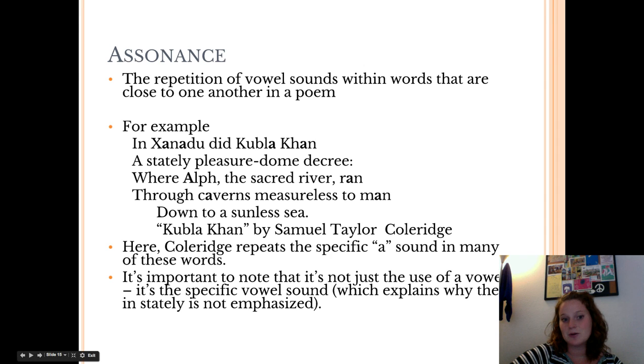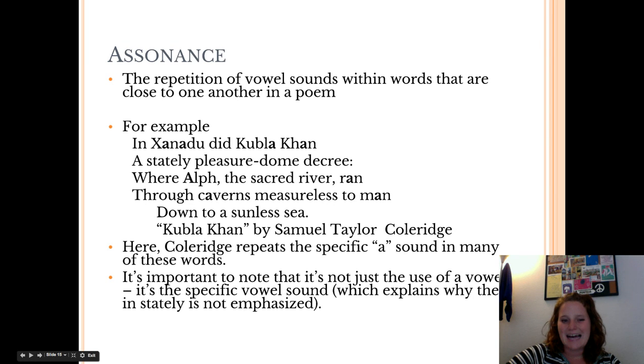Again, that's Kubla Khan, also by Samuel Taylor Coleridge. Here, we see that this A sound repeats in many of the words. This is not just any A sound. This is the ah sound of the A in Xanadu, Alph, ran, caverns. They're all the same sound of A.